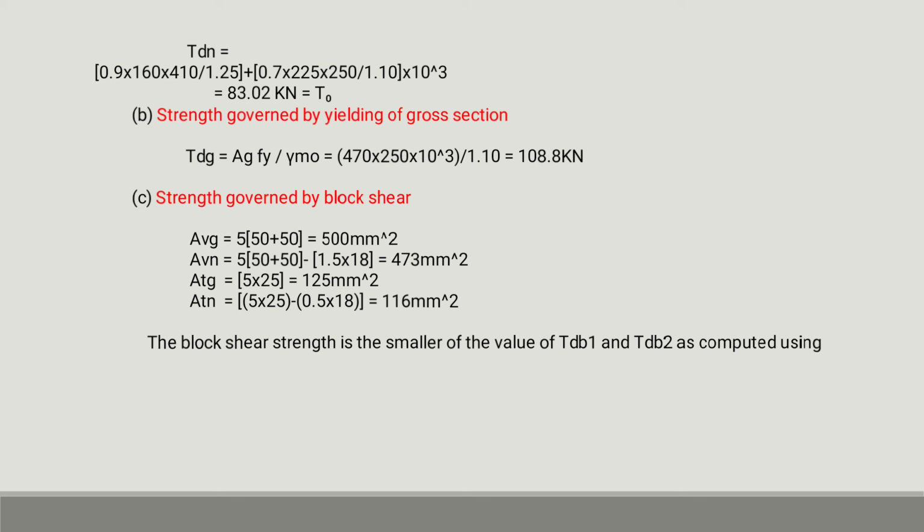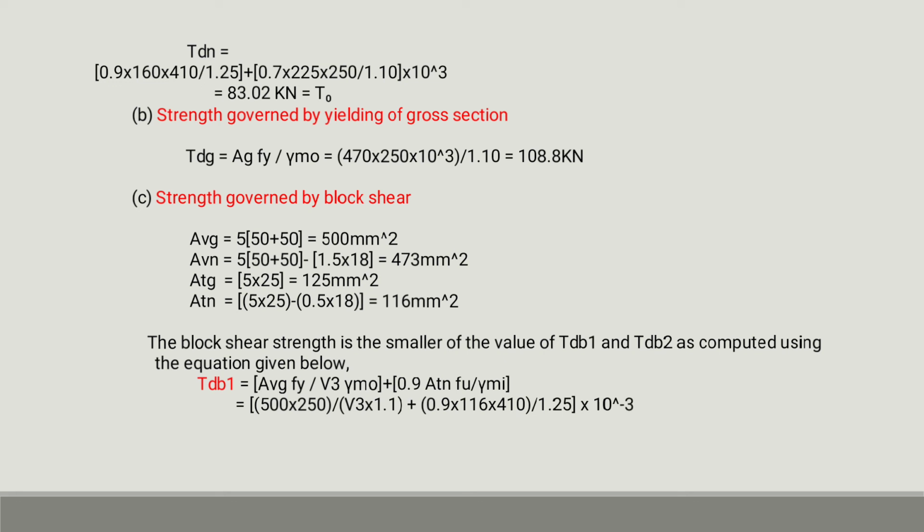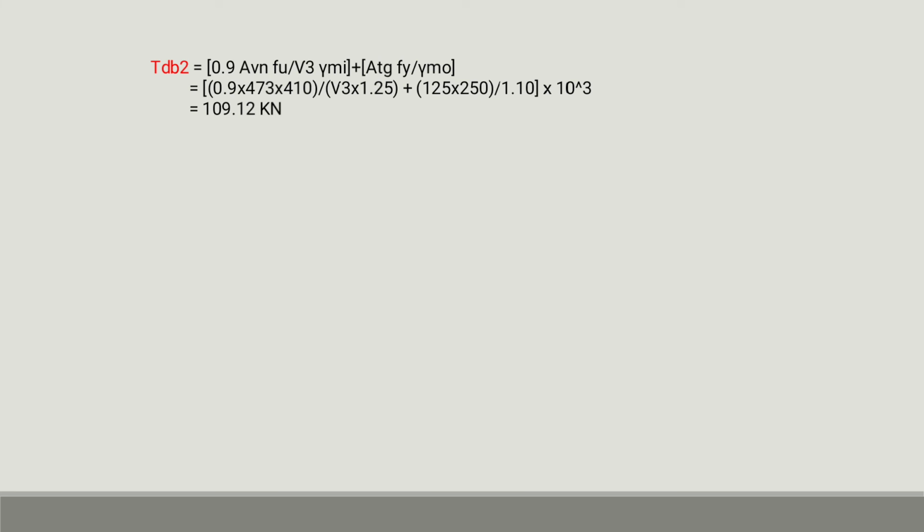Then the block shear strength is the smaller of the values TDB1 and TDB2 as computed using the equations given below. The TDB1 is equal to, we know the formula, AVG into Fy divided by root 3 gamma M0 plus 0.9 ATN FU divided by gamma M0. So we know the AVG values and Fy values and root 3 values also there. So TDB1 is equal to 99.92 kilonewton. So TDB2 is equal to, we know that formula, apply the values, then you got the answer 109.12 kilonewton. Then hence TDB is equal to 109.12 kilonewton.